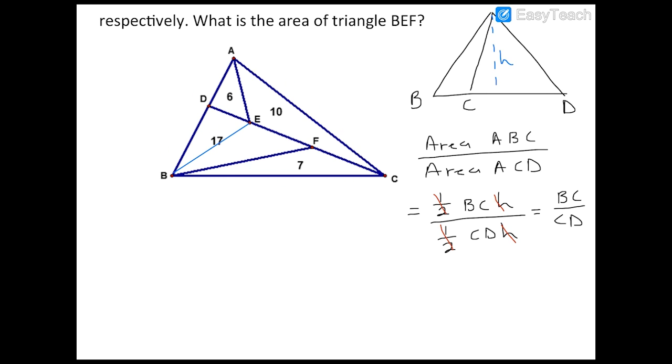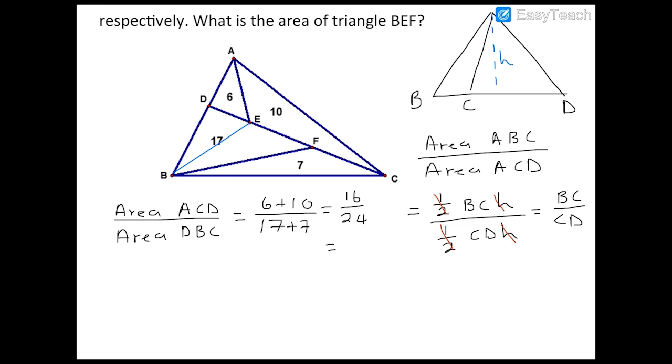Now, the area of triangle ACD divided by area of triangle DBC will be equal to, so that's 6 plus 10 for ACD, it's only 6 and 10 for this one, divided by 17 plus 7 for this one, and we get 16 over 24, which can further be simplified into 2 over 3, because 8 goes into 16 two times, goes into 24 three times, yes.